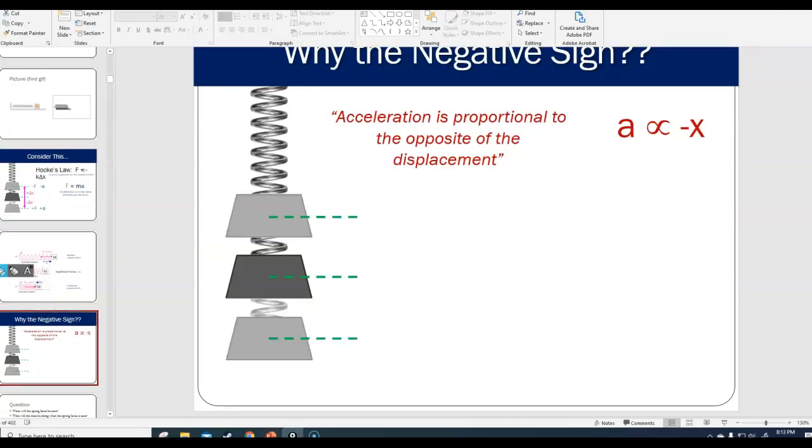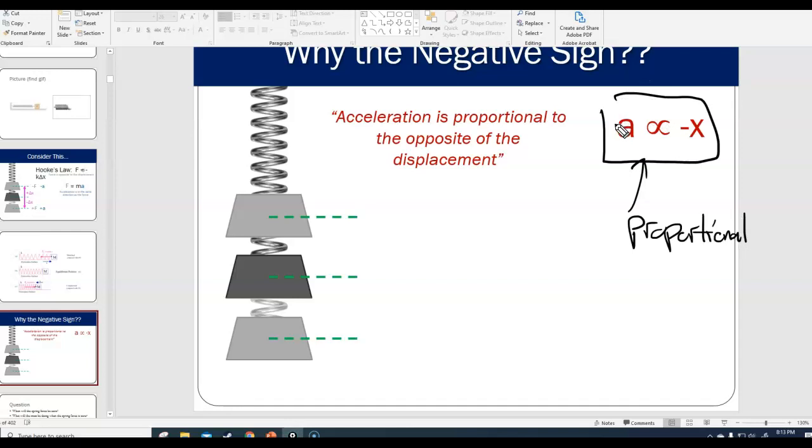You might sometimes see me write this symbol right here. Okay, that is the proportional symbol. So if you ever see this, that's basically saying that the acceleration is proportional to negative x. In other words, the acceleration is equal to negative some constant times x. Okay, so that is the proportional symbol, in case you ever see it.